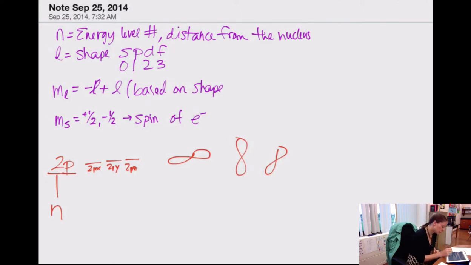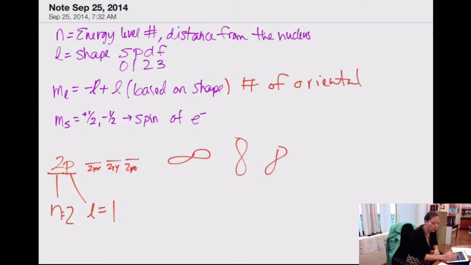Well, since my shape is a P, the l value, so n equals 2, the l value is 1, because the shape is a P. S is 0, P is 1. I always think S's look like zeros, they're spheres, so that's why I know I always start with 0. So l equals 1, and then you have m sub l, which is based on your shape, and that's really just your number of orientations, which means how many ways it's pointed. We talked about that last year, where the S's have 1, P's have 3, D's have 5, F's have 7, and so forth. They're odd numbers like that. Well, how it goes is from negative l to l.